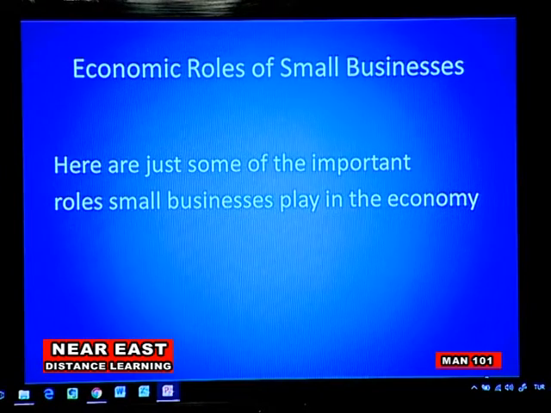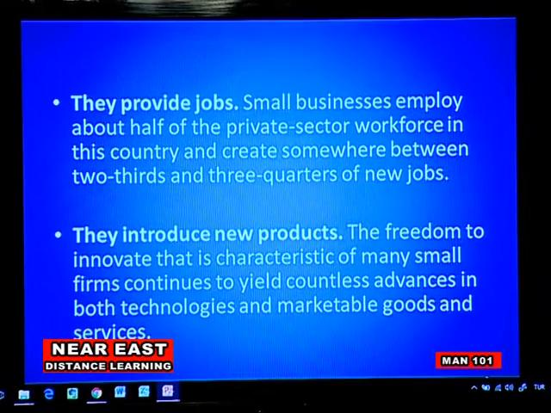Economic roles of small businesses. Here are just some of the important roles small businesses play in the economy. They provide jobs. Small businesses employ about half of the private sector workforce in this country and create somewhere between 2/3 and 3/4 of new jobs. They introduce new products. The freedom to innovate that is characteristic of many small firms continues to yield countless advances in both technologies and marketable goods and services.